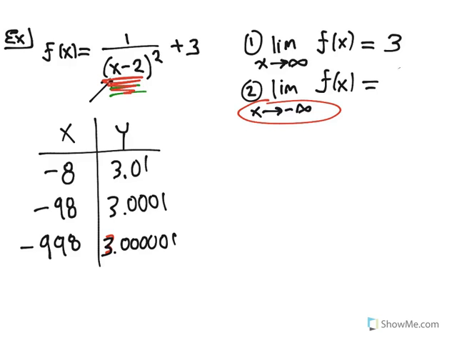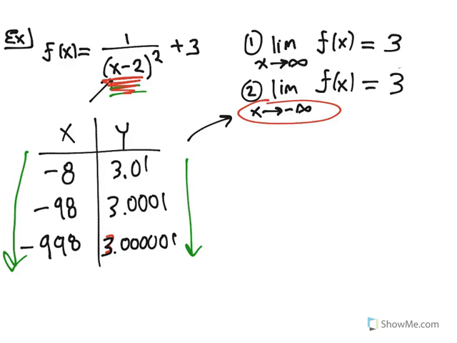So this is also a limit at negative infinity. As x approaches negative infinity, you can see that the x values are becoming more and more negative. You can see what's going on with the y values. They're getting closer and closer to 3. So that's what we have. We have this limit at negative infinity being equal to 3.